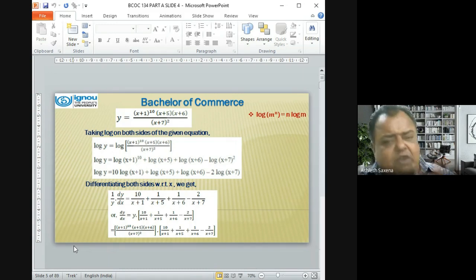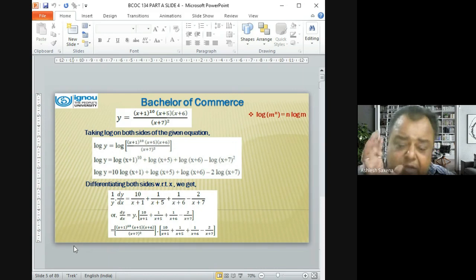So straight away what will happen? Straight away when we have this type of difficult problems, we straight away apply log. So we will be applying log on both sides. The left hand side will become log y, and in the right hand side we will write log and the function. Now we will apply properties of log.